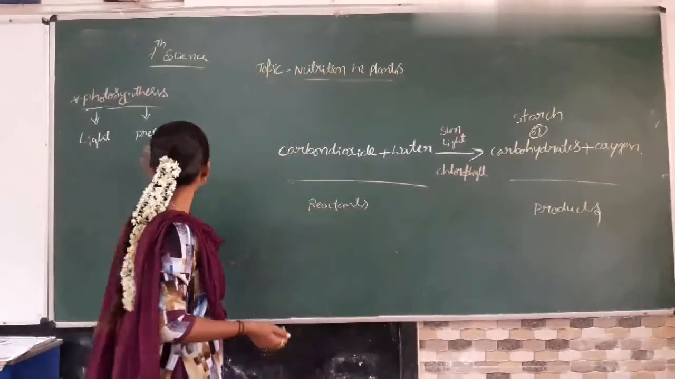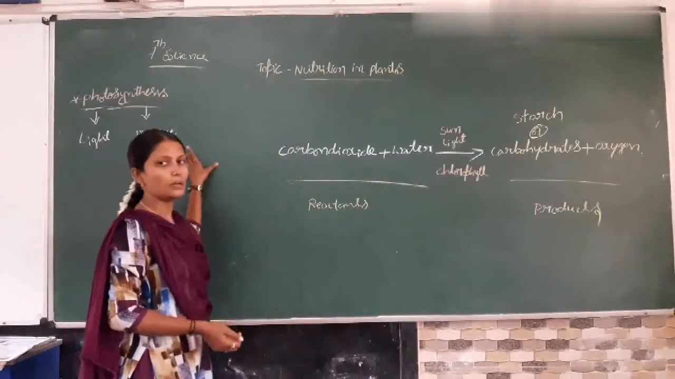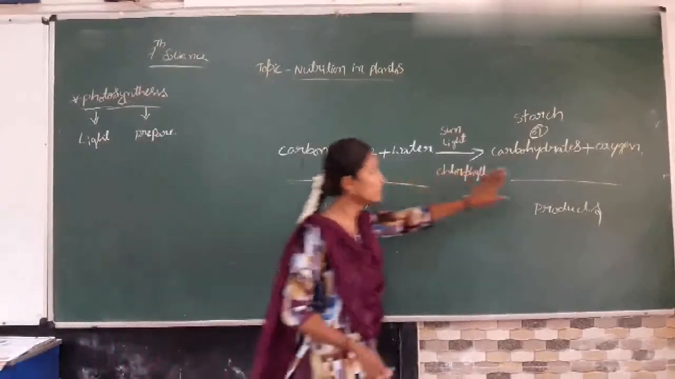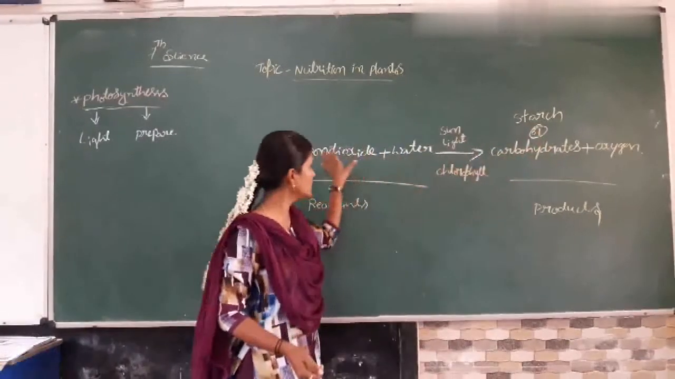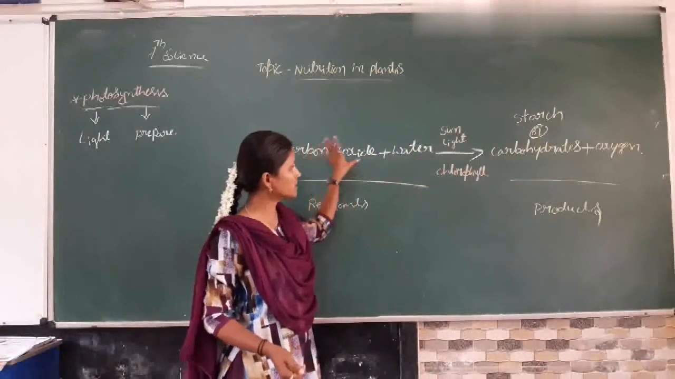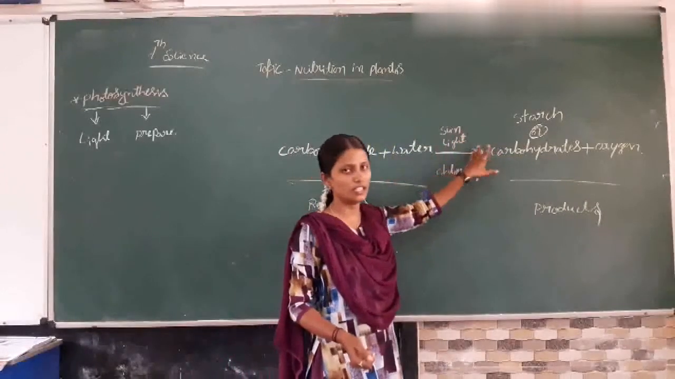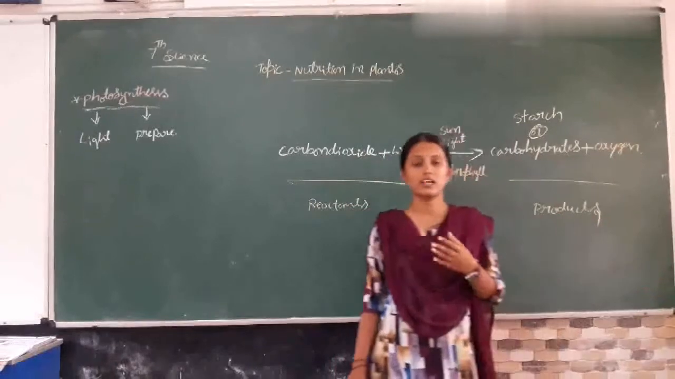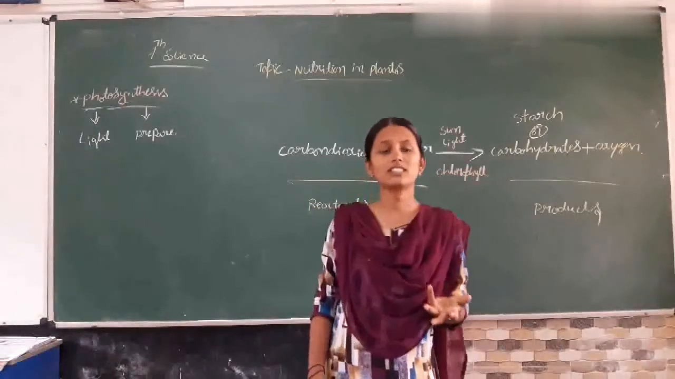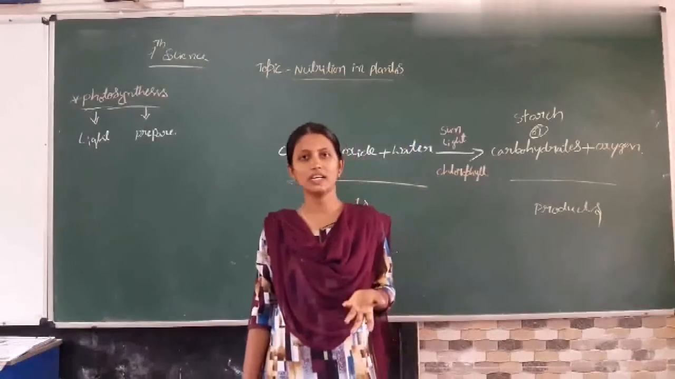Photo is nothing but light, synthesis is nothing but prepare. Food is prepared. Here carbohydrate is a food. Food is prepared by using carbon dioxide and water in the presence of sunlight. In this process oxygen is also released. As you know, oxygen is very essential for all living organisms.